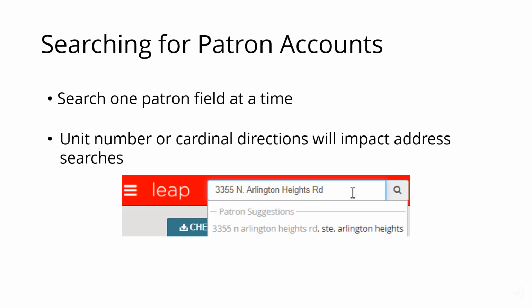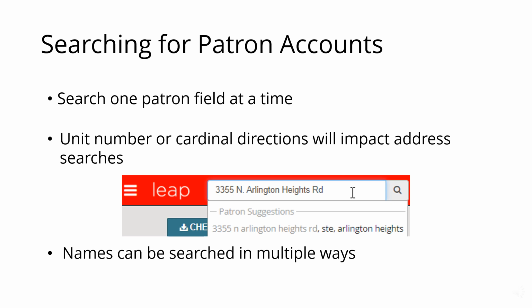If searching for an address, the inclusion or exclusion of a unit number or cardinal direction may affect which results are returned. There's a little more flexibility with searching names, however, because they're indexed in the database in multiple ways. For example, you can search first name, last name, last name, first name, just first name, or just last name.